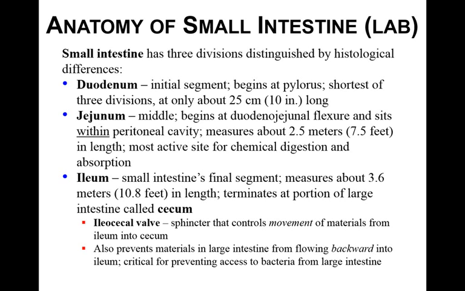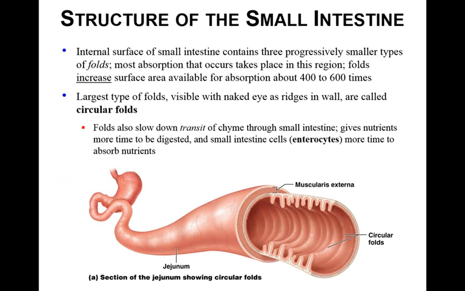The ileocecal valve controls the movement of food from the small intestine to the large intestine. It also prevents the bacteria that live in the large intestine from flowing backward into the ileum. That's critical, preventing that access, keeping that bacteria where it needs to be.